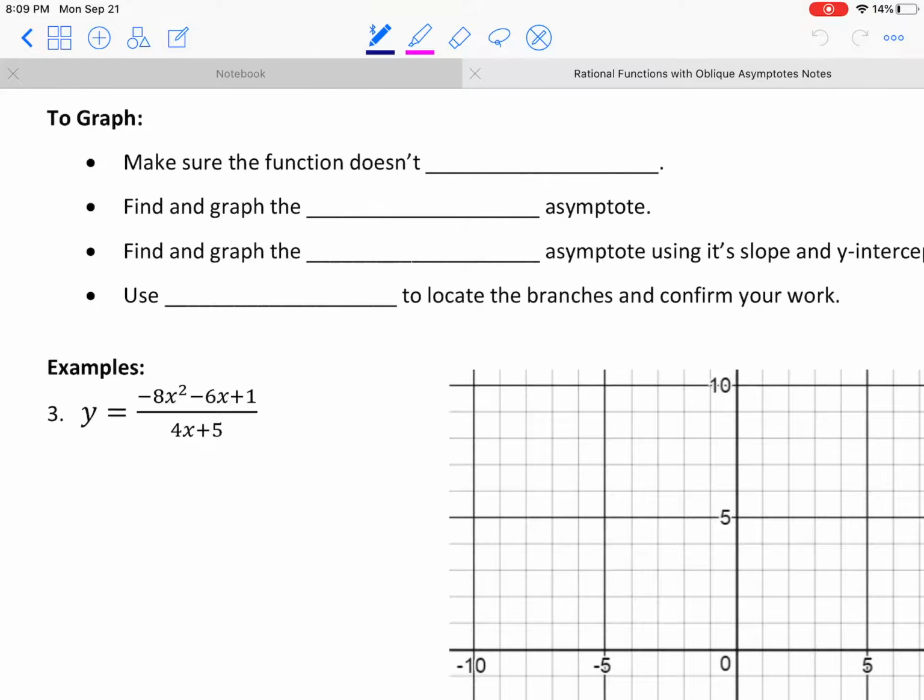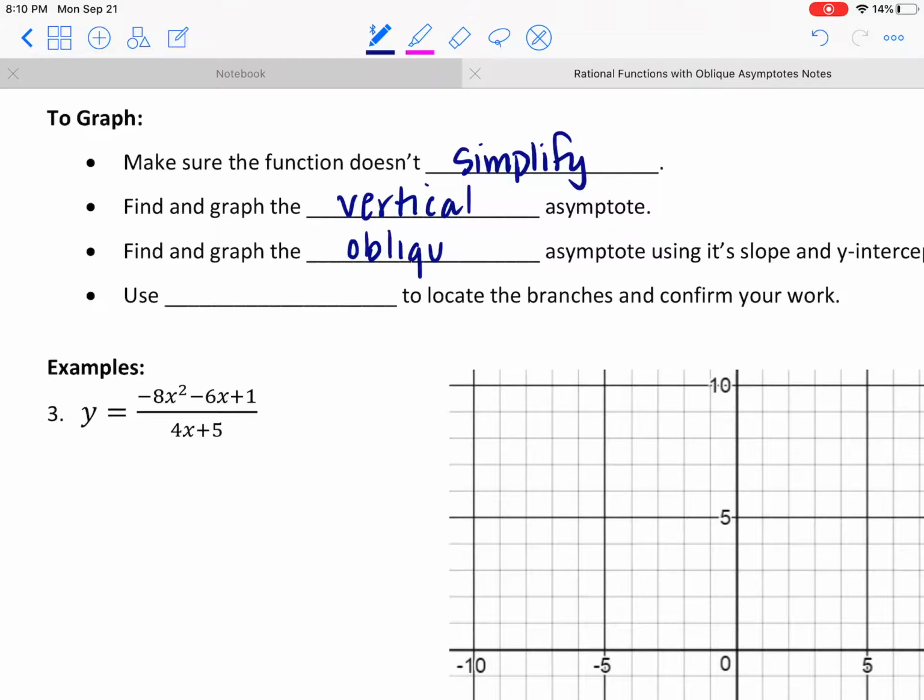Okay? To graph, we want to make sure first that the function doesn't simplify. Let's make sure it doesn't have a removable discontinuity before we go about assuming it has an oblique asymptote. And if you really weren't sure how to do that, just put it in Desmos first. Then we're going to find and graph the vertical asymptote because that's relatively simple for us.